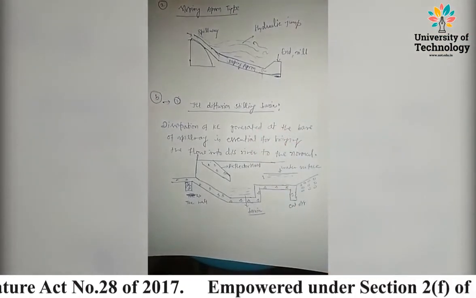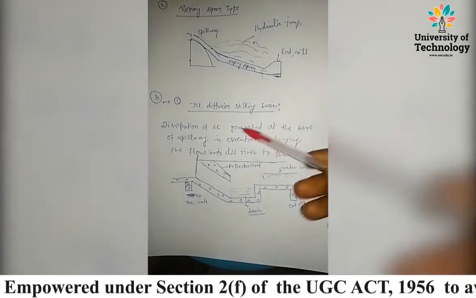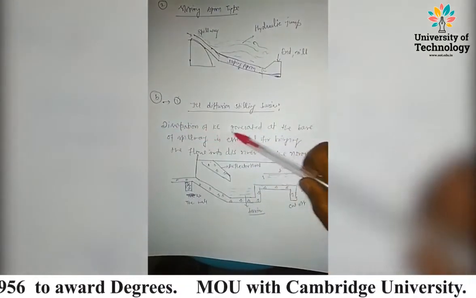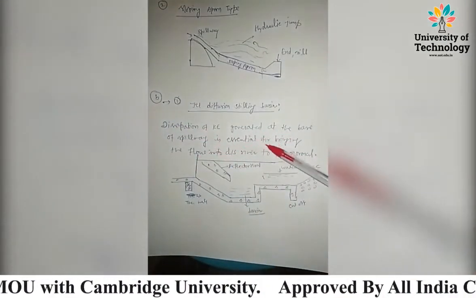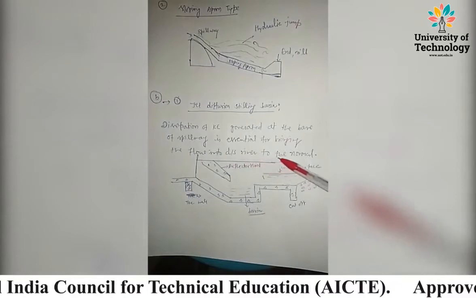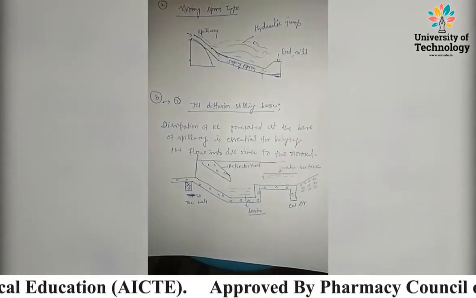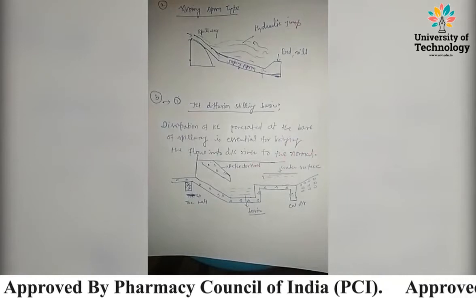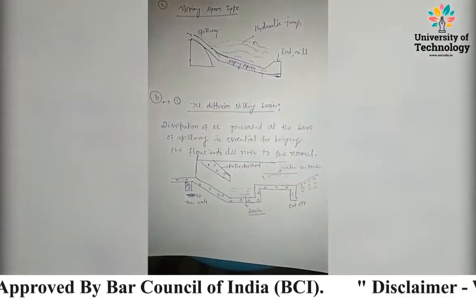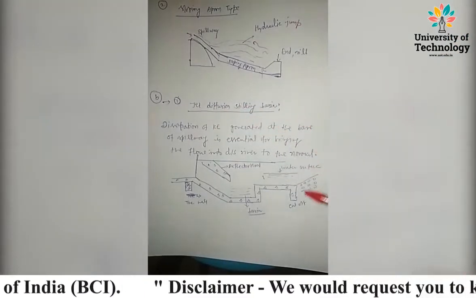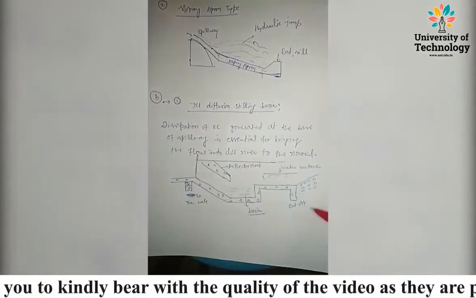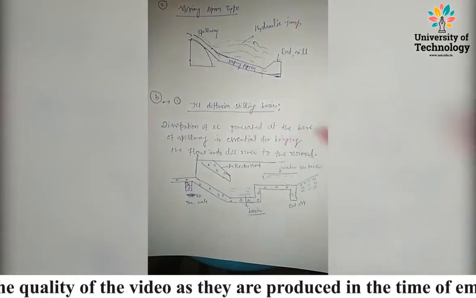The same thing is written here. Dissipation of kinetic energy generated at the base of a spillway is essential for bringing the flow into the downstream river to normal. So it is a must to carry the water from the upstream side to the downstream. There will be some kinetic energy there. So, jet diffusion stilling basins. What are jet diffusion stilling basins? You can see the picture, the diagram of this jet diffusion.